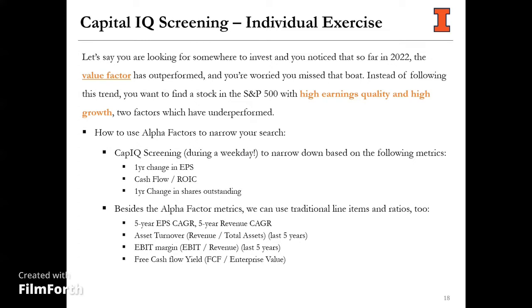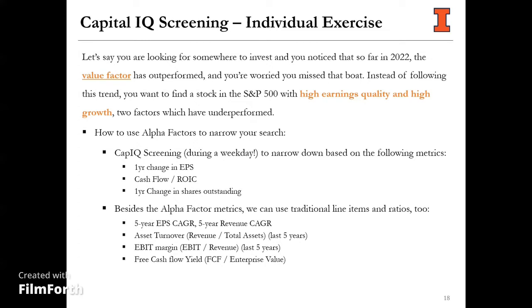And in addition to these alpha factor metrics, if we think a little bit deeper, all kinds of other metrics could be attributable to some of these factors that we want to invest on. We want to invest on quality and we want to invest on growth, two pretty big picture factors. But it's not just the alpha factors metrics that can help us visualize a quality company or a growth company. And for this reason, we can utilize some of those traditional Capital IQ metrics like 5-year EPS CAGR, 5-year revenue CAGR, like turnover ratios, like asset turnover, which is calculated by our revenue divided by total assets.